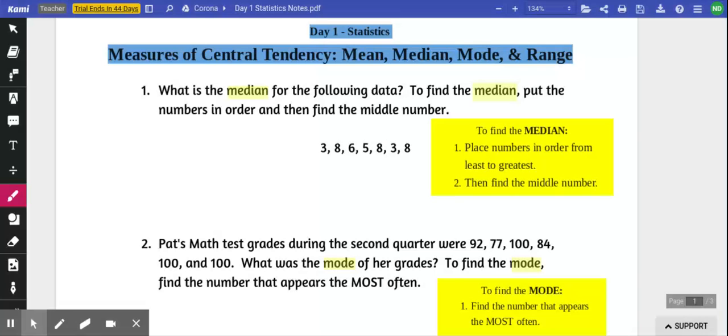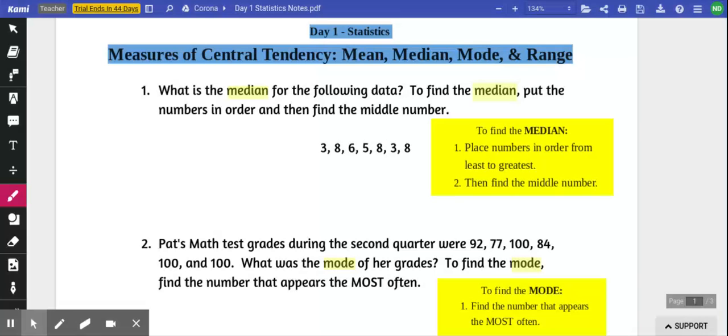Hi everyone. For the next couple of days, you are going to be working on finding the measures of central tendency, which are the mean, the median, the mode, and the range of a set of data. So you're going to complete the day one statistics Google form that's on our Google Classroom. But before we do that, I'm going to go through a bunch of example questions on how to find the mean, median, mode, and range as a way to help you have success with the questions on our Google form.